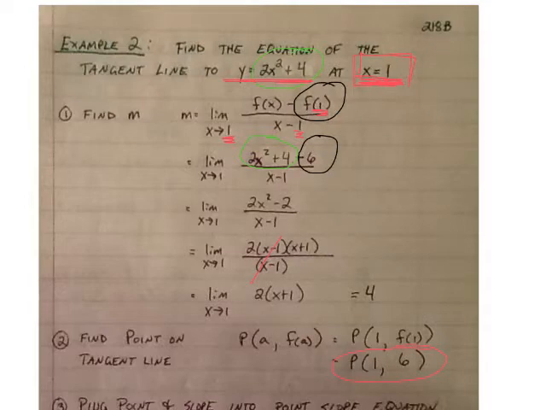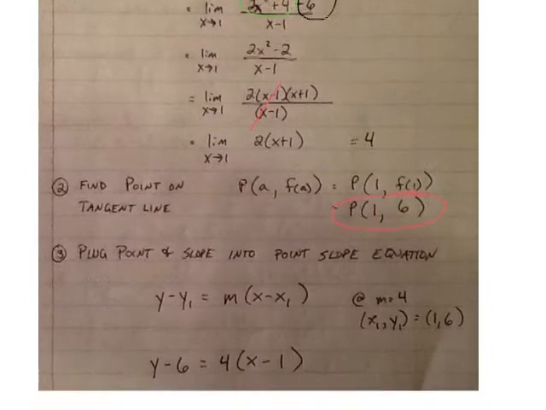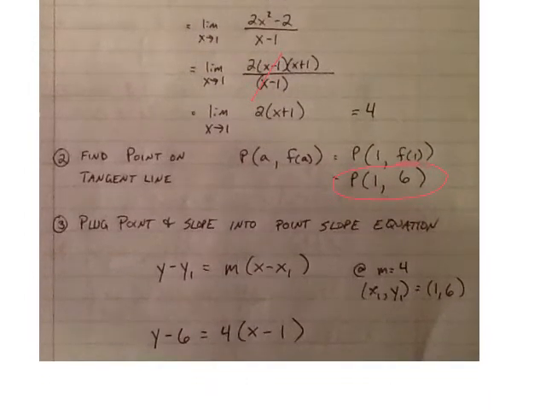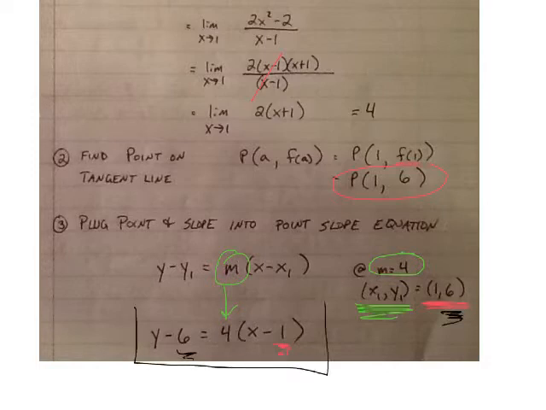Now that we have a point and a slope, we can plug it into the point slope form. So we plug in the values of 4 for m, so we found the slope to be 4, so we can plug that in, and then our point occurs at 1, 6, so we plug in 1 for x1 and 6 for y1. And we now have an equation in point slope form of the line that is tangent to the curve at the value x equals 1.